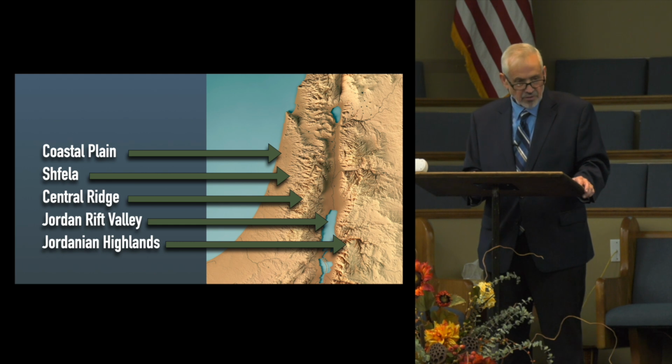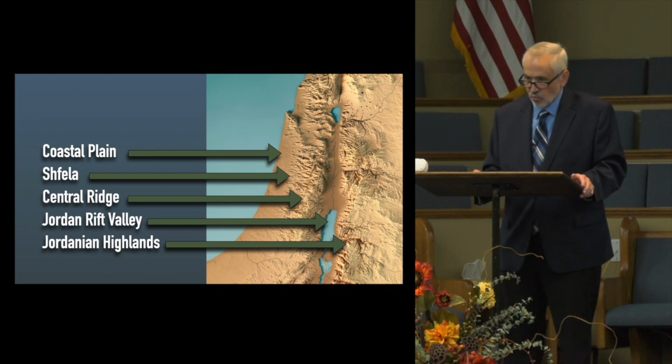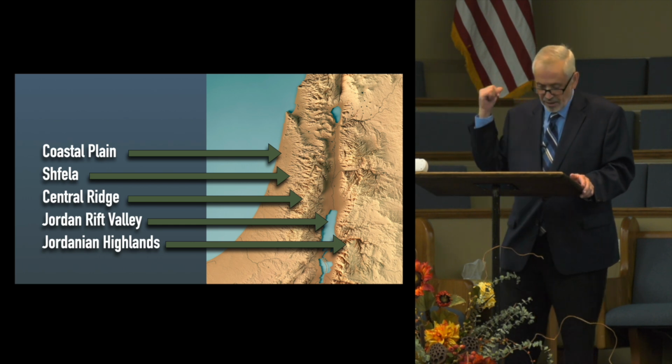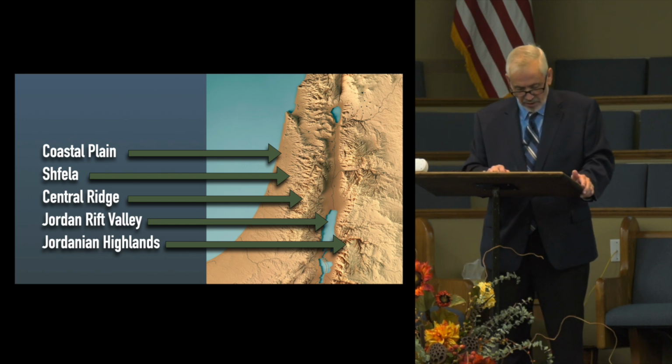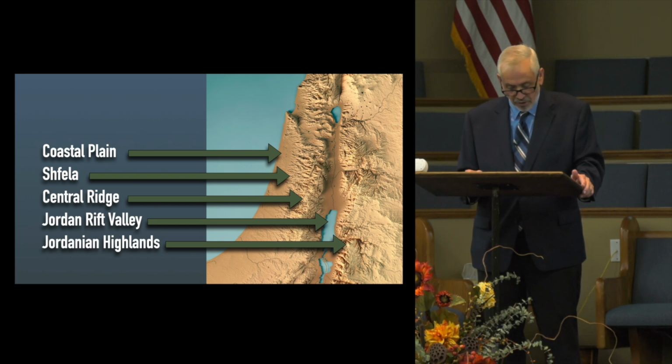And then the next feature you see is the Central Range. This range of mountains runs from Lebanon all the way down to the Negev Desert, with very few breaks. And again, significant. Jerusalem's on the top of that, and Bethlehem, and a lot of other major cities.